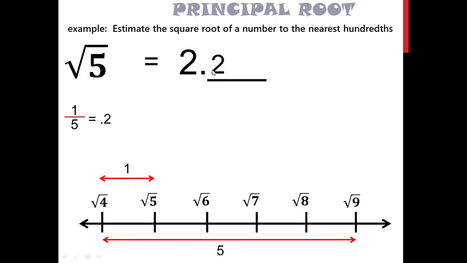So from here, because 1 over 5 is 0.2, there's no more decimal place here, so I can just add another number. I'll start adding 1 here. So here, I'll just say 2.21. Basically, I'm just adding 1 decimal place here, which is 1. And then I'll square this one to make it a perfect square. Then the result will be 4.88. Now my target is 5.